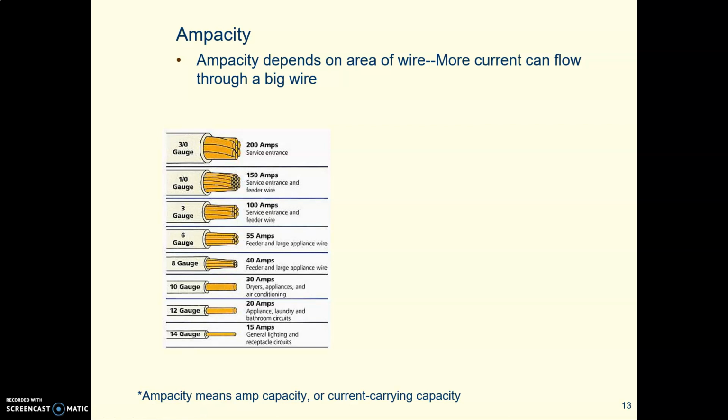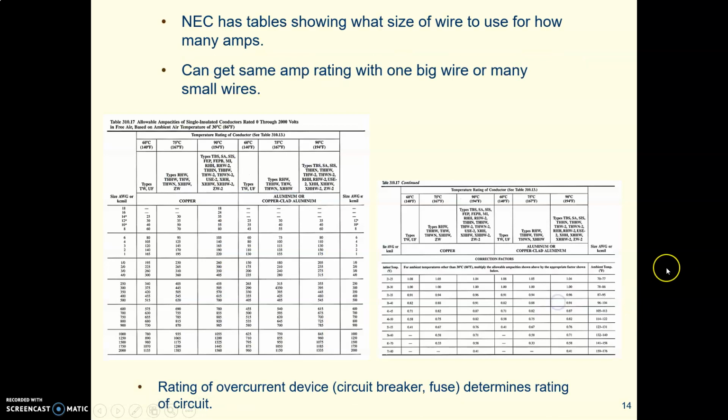And as we saw earlier, more current can flow through big wire. And the amount of current that can flow is called ampacity. You'll see the electrical code talk about ampacity. Think of the words amp and capacity. It's the capacity to carry current, to carry amps. The electrical code has tables showing if you have a certain number of amps, what size of wire you have to use. And it also has tables showing what size of circuit breakers you have to use.